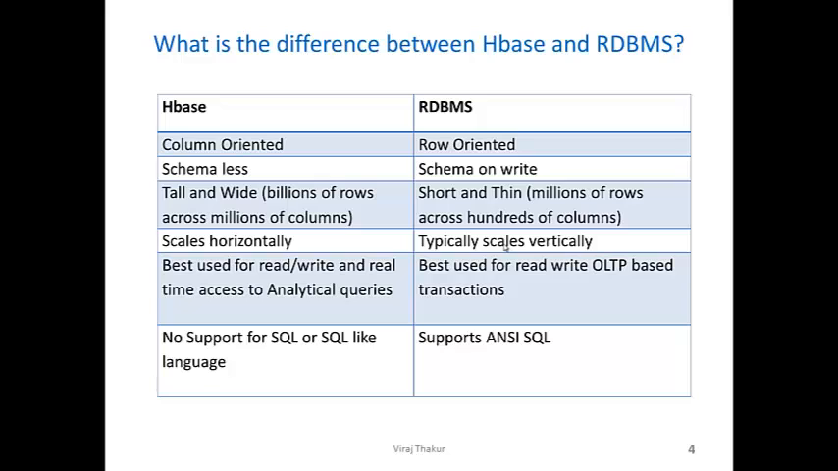HBase scales by adding nodes and machines, whereas a relational database scales vertically by adding more CPU and RAM to the server. HBase is best designed for read-write and real-time access to analytical queries, whereas the relational database is used for read-write OLTP-based transactions.